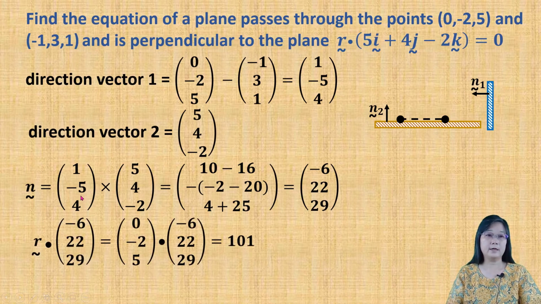That is, I substitute the position vector and the normal vector into the formula. In this case, for the position vector, I choose 0, -2, and 5. You can also choose the position vector -1, 3, and 1. When I find the scalar product of these two vectors, I get 1, 0, 1. So this is the vector equation of the plane.